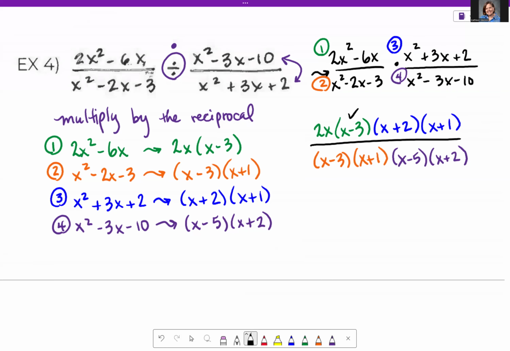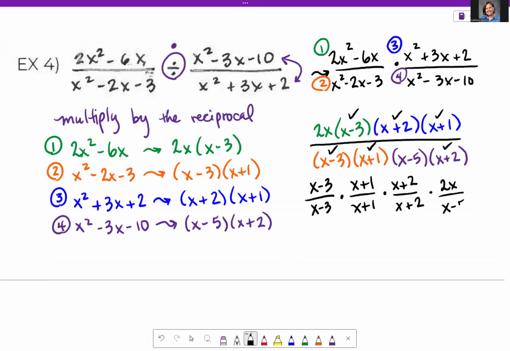I have x minus 3 in the numerator and also in the denominator. So I can write that as 1. And I have x plus 1 in the numerator and the denominator. So here I have another 1. And I have x plus 2 in the numerator and the denominator. So I found another 1. And this leaves 2x over x minus 5.